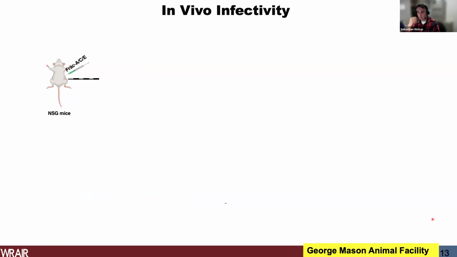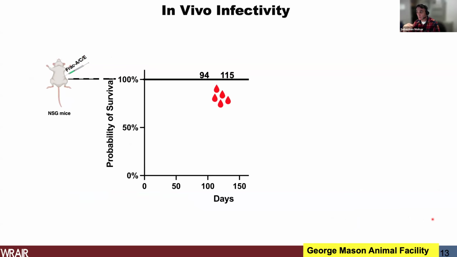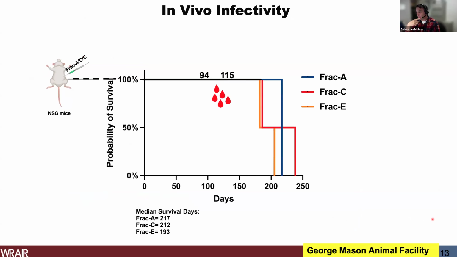To this extent, we infected NSG mice, 6 NSG mice, and we followed them longitudinally. At day 94 and 115, we did blood draws to monitor for the virus in the periphery. And then we followed the animals, where we observed that the median survival for the animals in fraction A was 217 days. The median survival for fraction C animals was 212 days. And the median survival for the small one was 193 days.